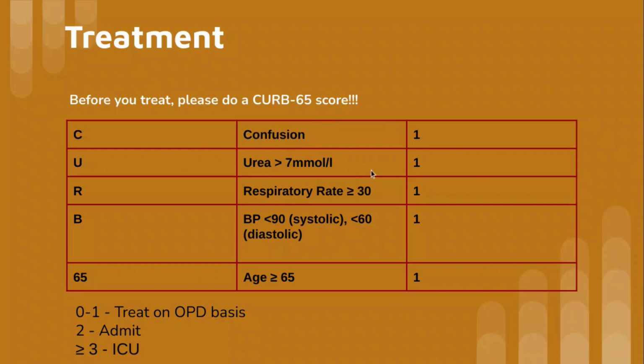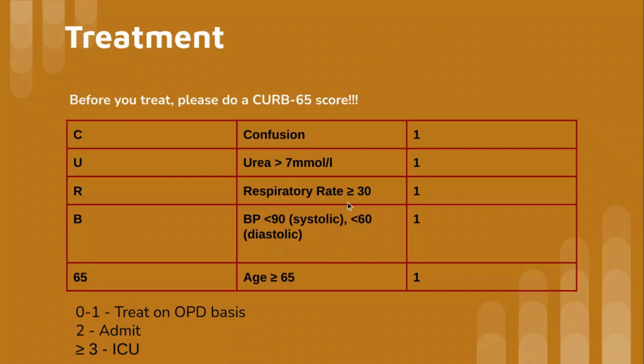There will be AKI, so that's why urea is also one of the criteria. Of course, if the respiratory rate is greater than or equal to 30, that's very severe. Then you go to B, the BP. Usually in sepsis, they have hypotension. So less than 90 systolic or less than 60 millimeters of mercury diastolic, you know that you are in a serious situation. And of course, if the patient is greater than or equal to 65 years of age, it's also a marker of severity.